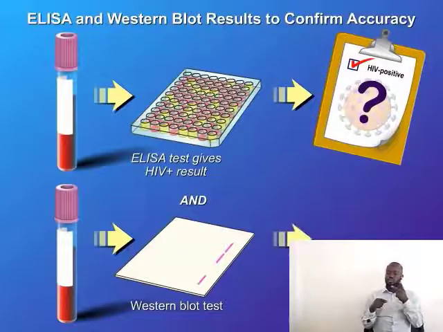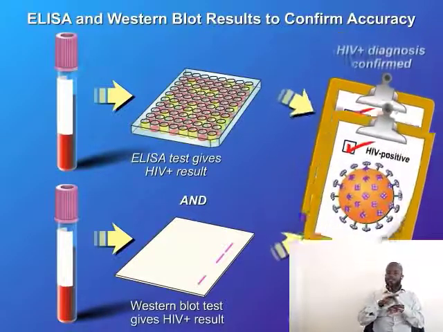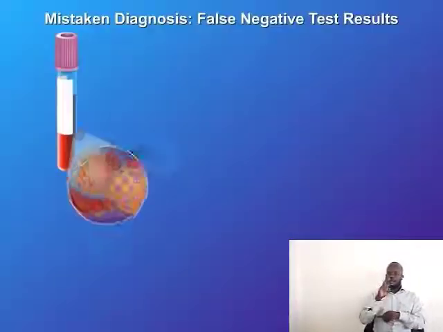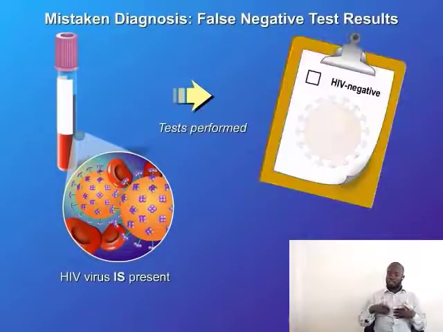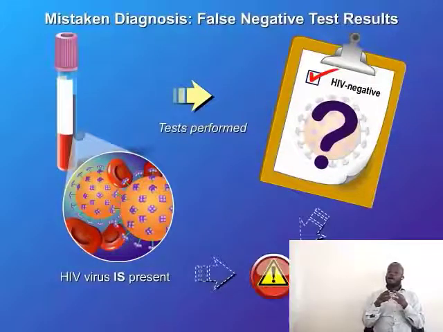If both the ELISA and Western blot antibody tests return HIV-positive results, then a diagnosis of HIV infection will be confirmed and given. When HIV antibody testing fails to detect actual HIV infection, this is called a false negative result. This means the test is negative, even though a person is infected with HIV.